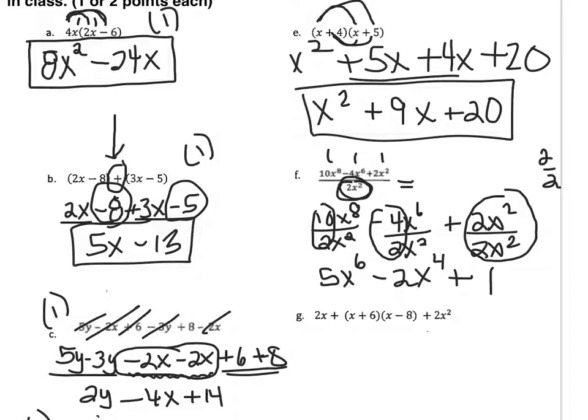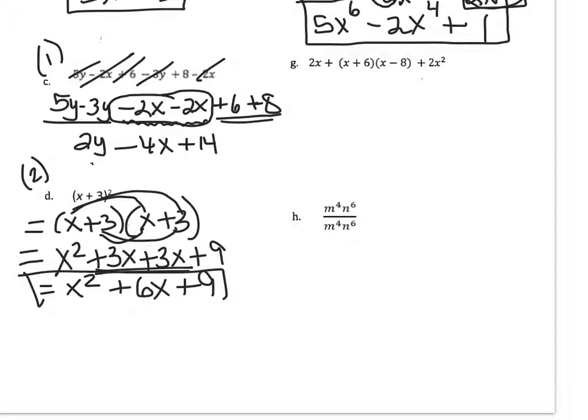You get 1. So remember, whenever the top of a fraction matches the bottom of a fraction exactly, that fraction is equivalent to 1 whole. The answer is 5x to the 6th minus 2x to the 4th plus 1.